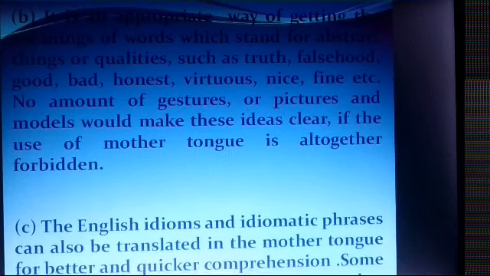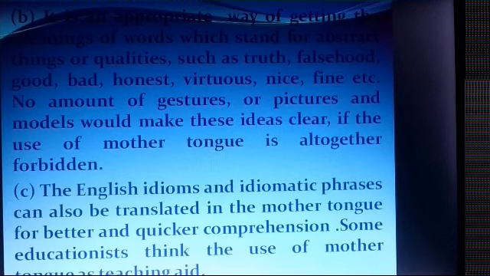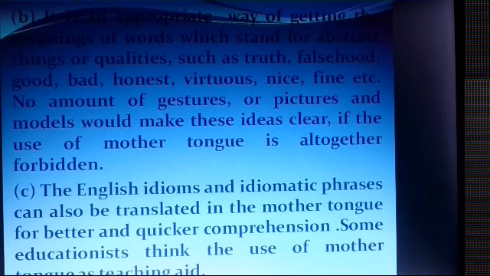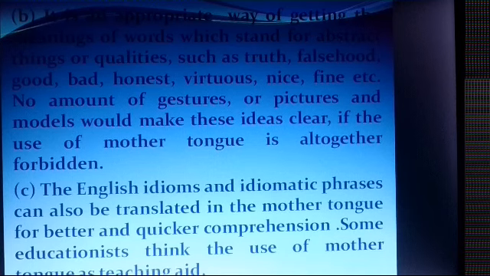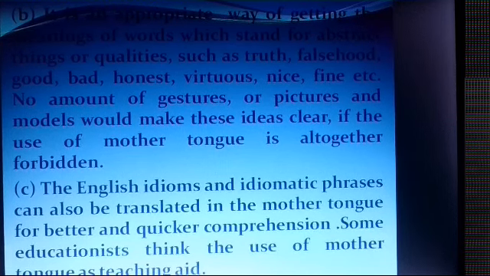Number 3, the English idioms and idiomatic phrases can also be translated into mother tongue for better and quicker comprehension. Some educationalists think the use of mother tongue as teaching aid. In grammar translation method, mother tongue is very, very important.